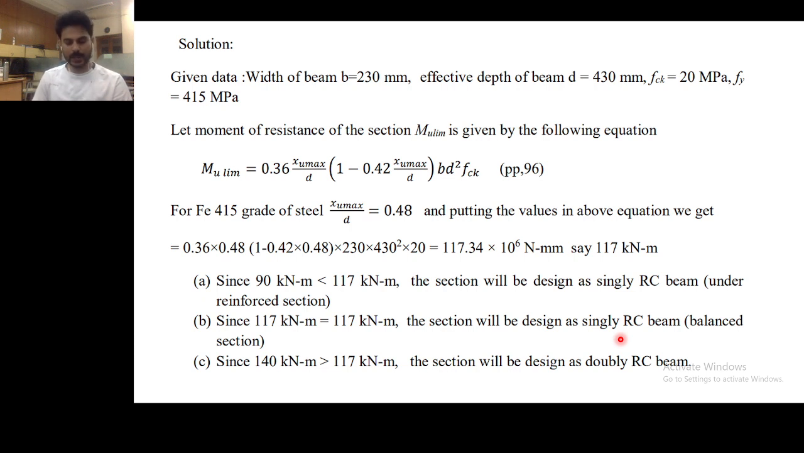But do you guys know that most of the beams we design as singly reinforced, but at the site we always provide some amount of steel in the compression zone. Why is that? Like, always we provide it. Why is that? Anyone knows?